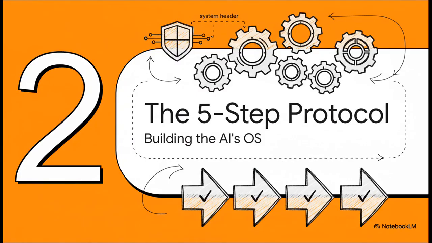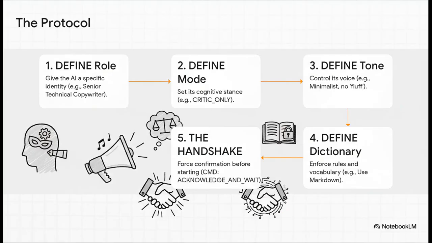Okay, so how do we actually build this AI operating system? It's way easier than it sounds. It's a simple 5-step protocol. Let's just walk through it together right now. Here's the whole roadmap. First, we define its role, its identity. Then, its mode, which is how it should think. Third, we set the tone, its voice. Fourth is the dictionary, where we lay down some hard rules. And finally, and this is maybe the most important step of all, the handshake.